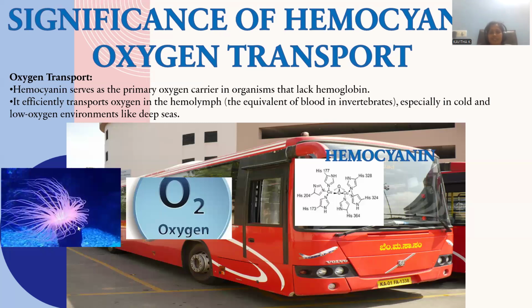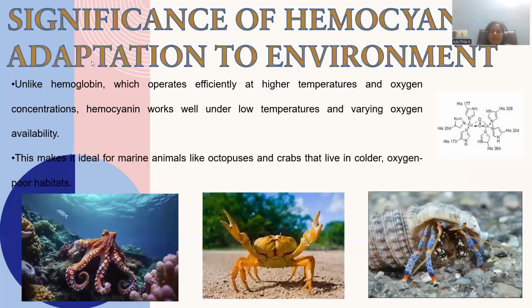Invertebrate species is also manifested over here. This is a very simplified diagrammatic representation given for your observation. And here the significance of hemocyanin is continued adaptation to the environment, right? So environmental adjustment is adopted by the invertebrate animals, unlike hemoglobin, which operates efficiently at higher temperature. But for the species staying in low temperature, low oxygenated abnormal conditions, hemocyanin adopts the requisite conditions, right?